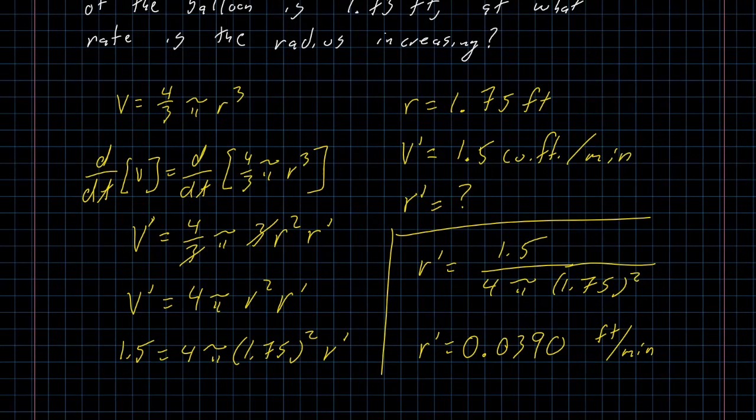If you're interested in that side of things, you can go back to that formula and start plugging things in. The measurement of 1.5 was in cubic feet per minute. 4 and pi are both unitless. 1.75 was in feet. So we have cubic feet per minute divided by feet squared. Cubic feet divided by feet squared leaves you with just 1 foot left. And so the units check out. We do, in fact, get the feet per minute we came up with here.